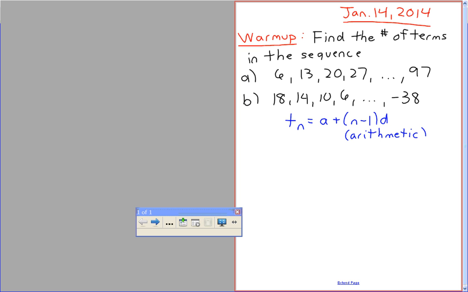So for letter A here, we'll do first in blue. Can I get 3 volunteers named Adam, Harry, and Sabrina to give me 3 pieces of information, please? Adam, go. A is going to be 6. Good. Harry, anything else you know about this question? D is 7.